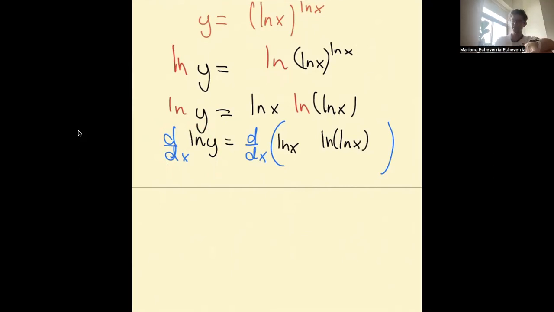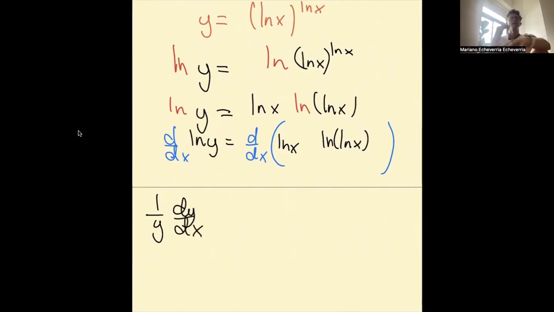What is the derivative? Okay, this is an implicit differentiation problem. So what's the derivative of this with respect to x? Yeah, it's y prime over y. You can write it as 1 over y times dy/dx. Yeah, this is something you must remember. So it's always 1 over y times dy/dx.